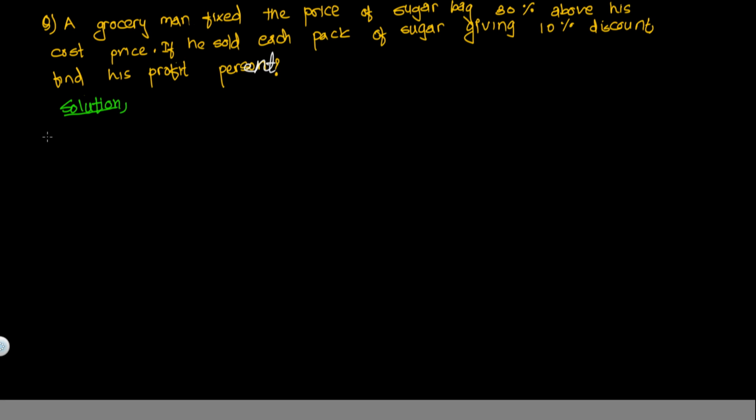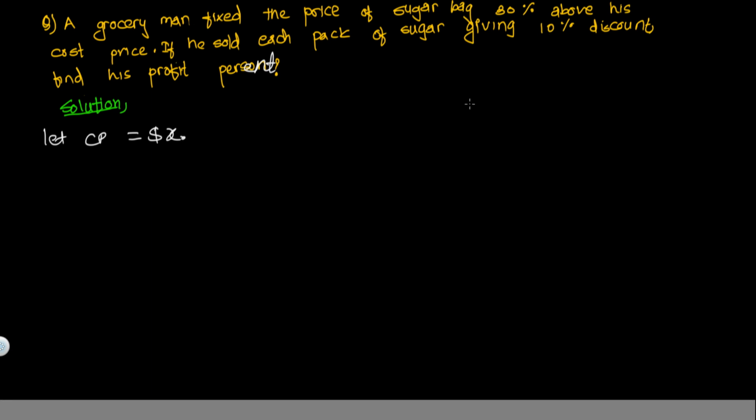So let us assume our CP to be $X, because the question told us that the mark price is assigned 30% above the cost price. So if we assume cost price to be $X, we can get the mark price, which is 30% above this price, and once we get the mark price, we can get the discount. So once we get the discount, we can get the SP.